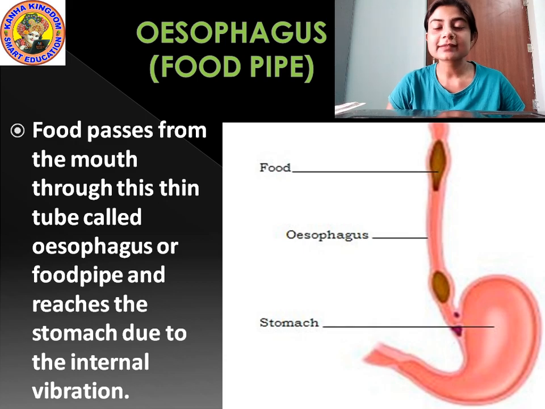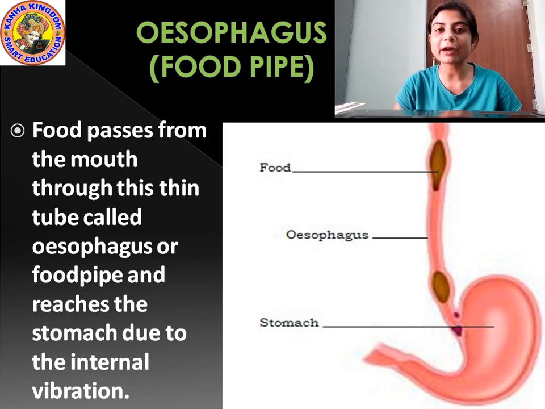Then now students comes the esophagus or the food pipe. Can you see the picture? Esophagus or the food pipe. The food that we have chewed and swallowed, how does it pass? It passes through the food pipe inside our body. The food that we eat passes through the food pipe inside our body.